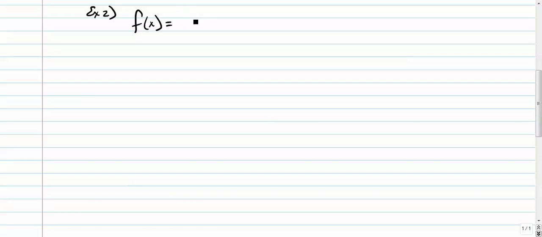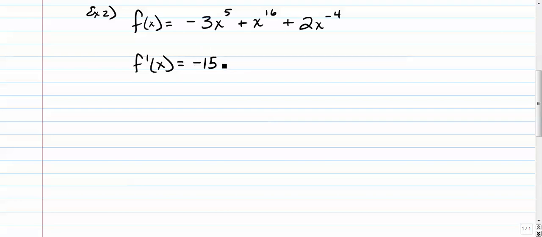Let's do negative 3x to the 5th plus x to the 16th plus 2x to the negative 4. So we take f prime of x, and we're going to take 5 and multiply it by negative 3, which is negative 15. Rewrite x, reduce that exponent by 1.